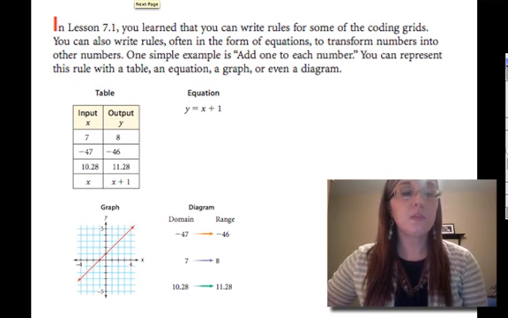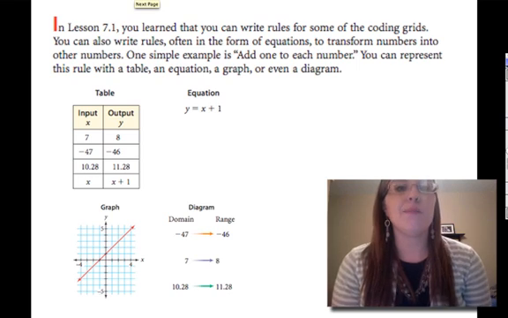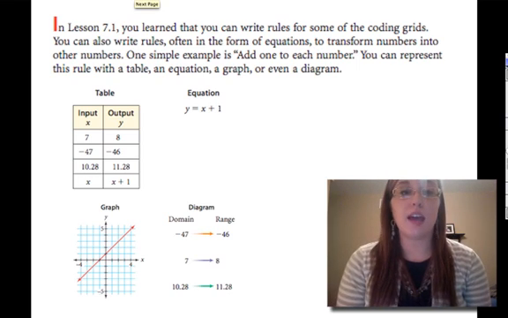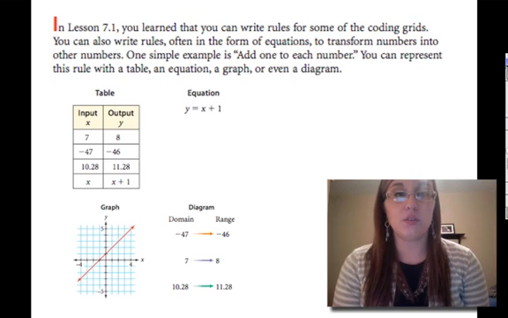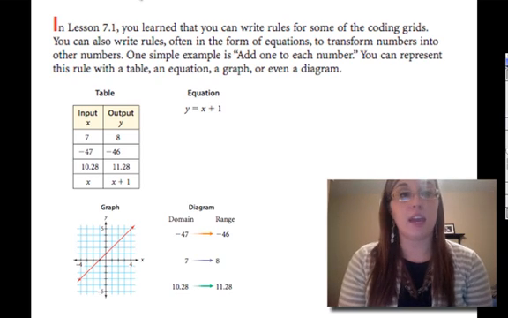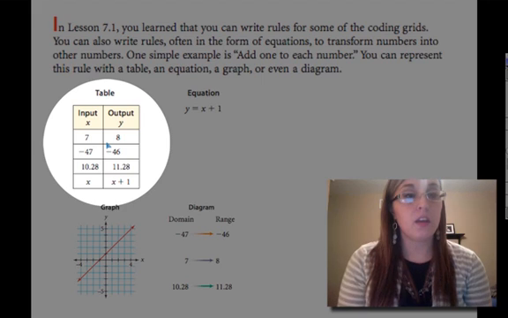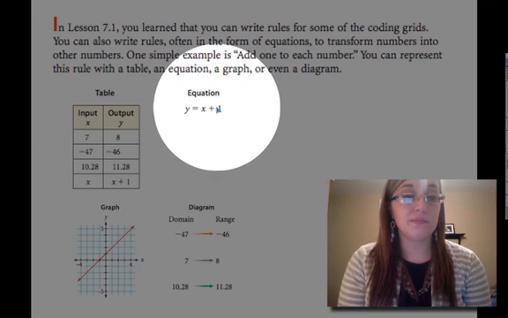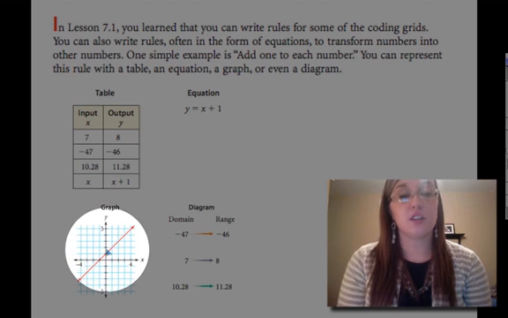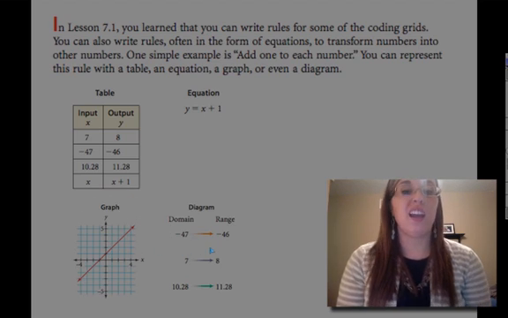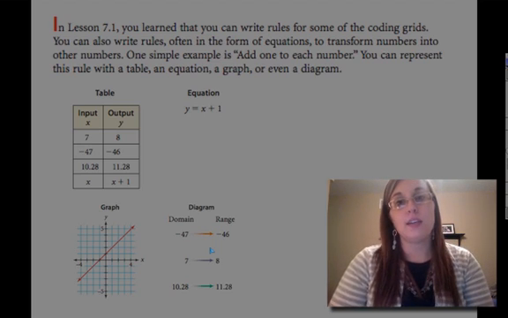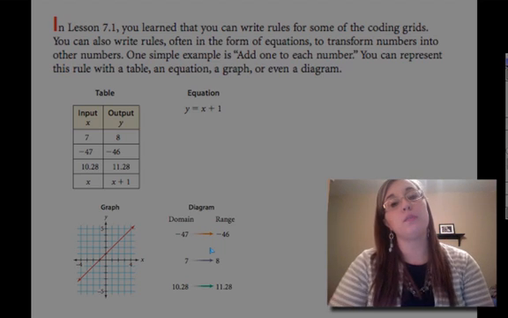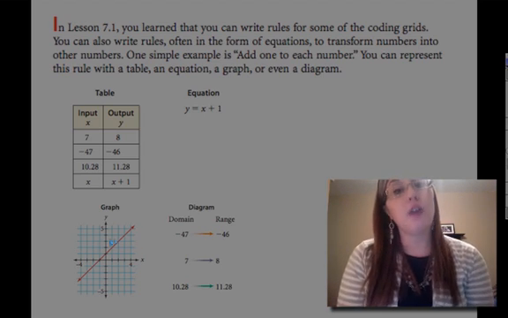Last section, we basically just looked at tables mostly, and there are 4 different ways to look at a relationship. You could look at it as a table, an equation, a graph, or a diagram. Sometimes diagrams are a good way to see if it's a function or not, but what we're going to focus on today is graphs.